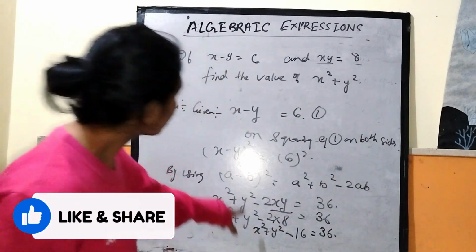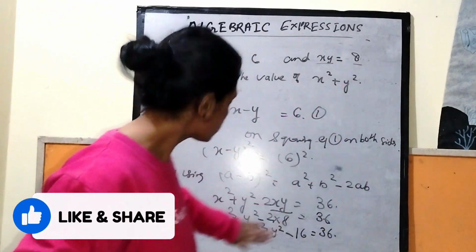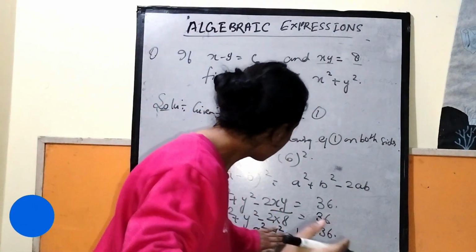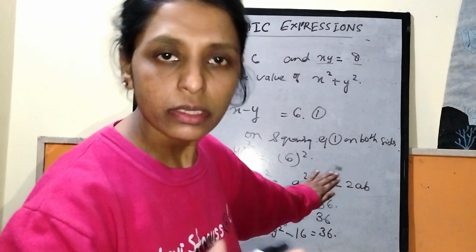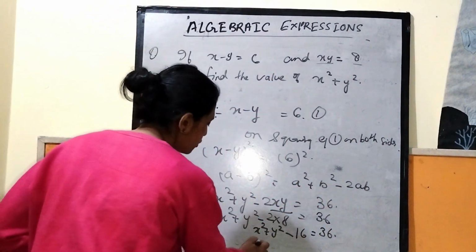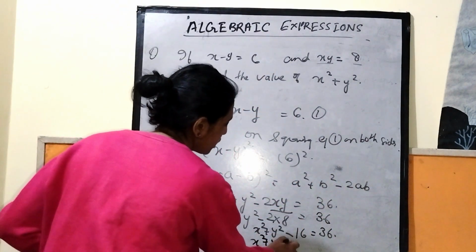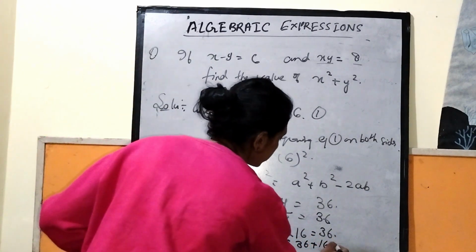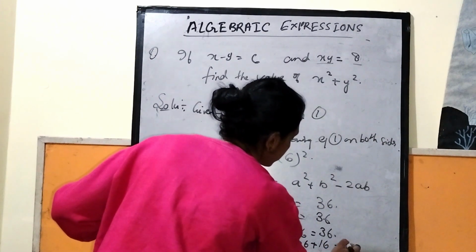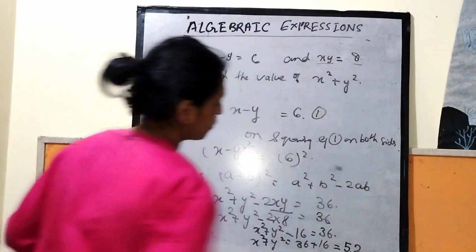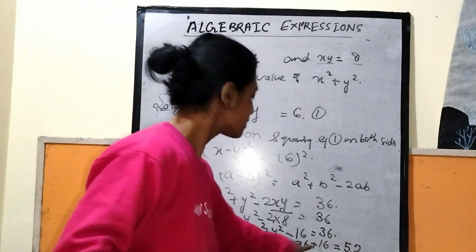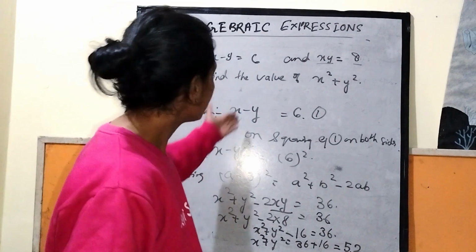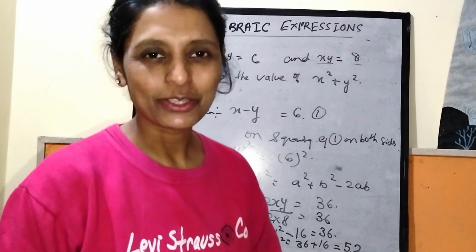Now we have to get the value of x square plus y square. So x square plus y square we will keep on the left side only, and minus 16 will be transferred to the right hand side. So x square plus y square equals 36 plus 16, which gives us 52. So the value of x square plus y square is equal to 52.